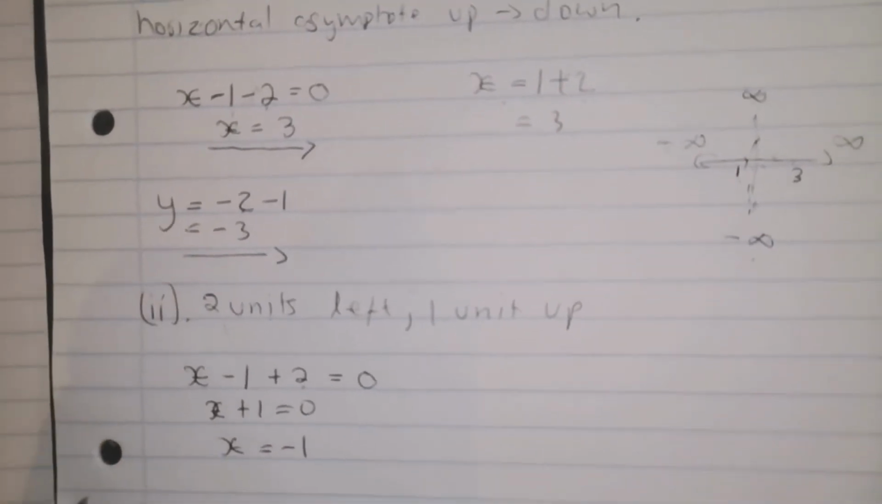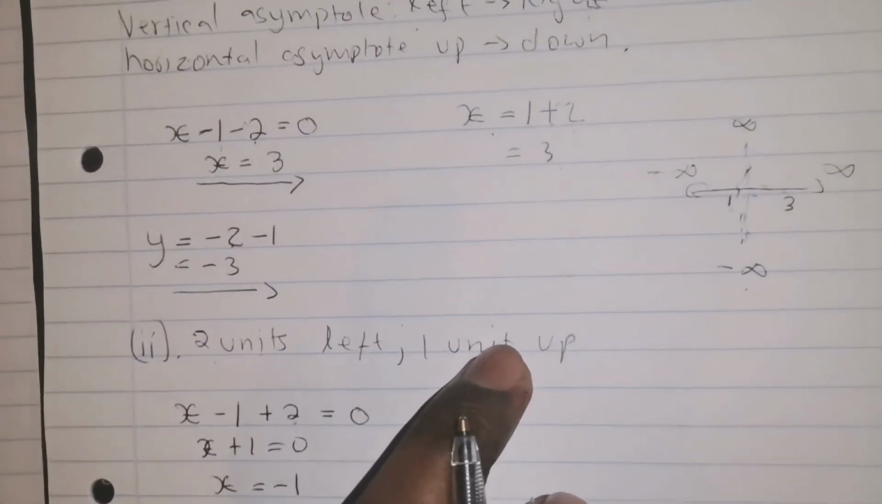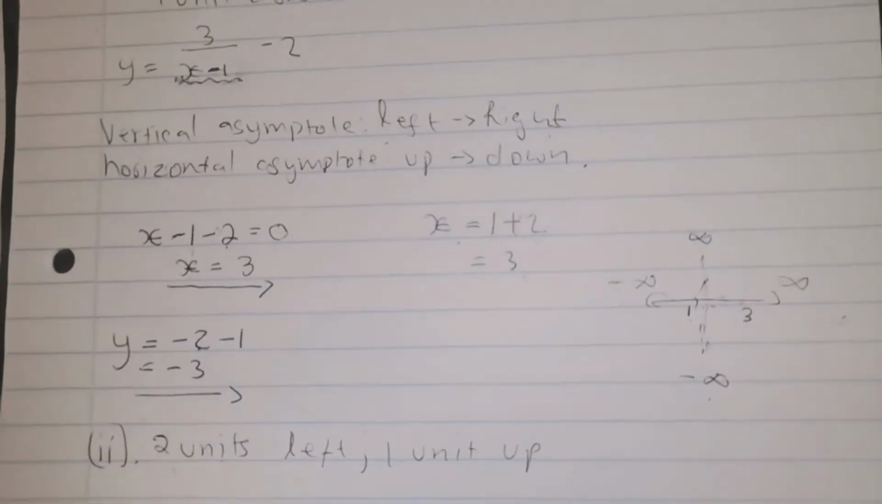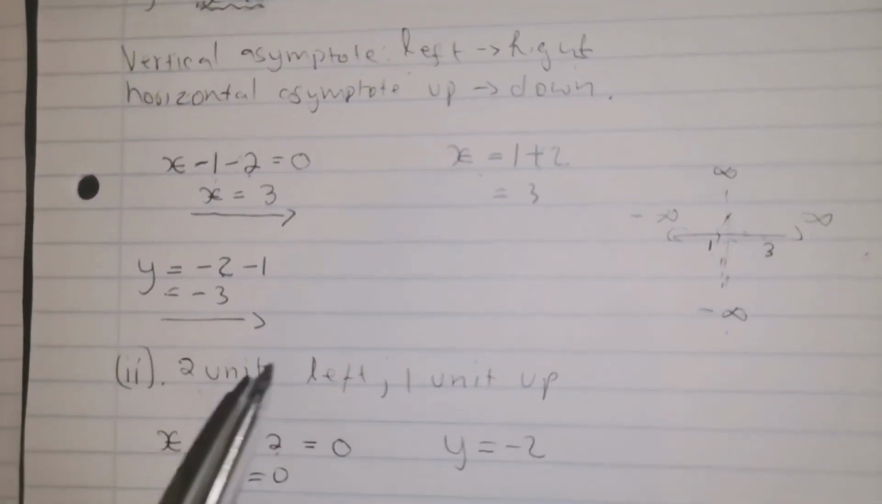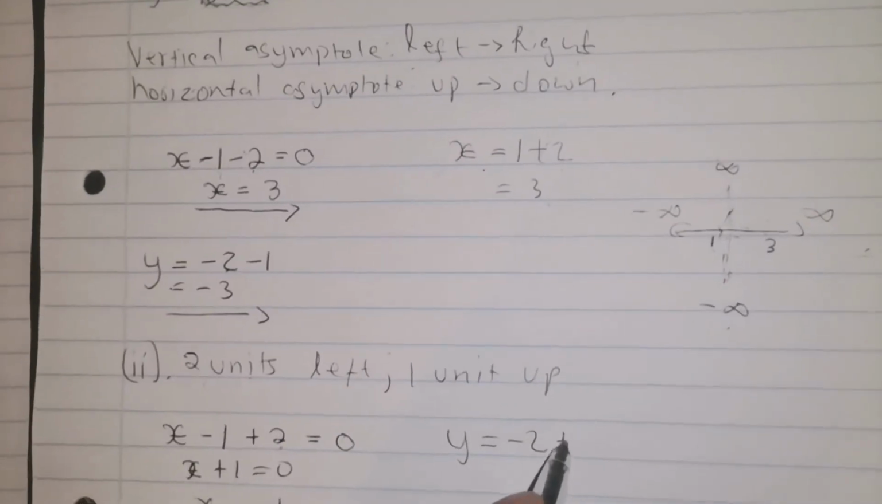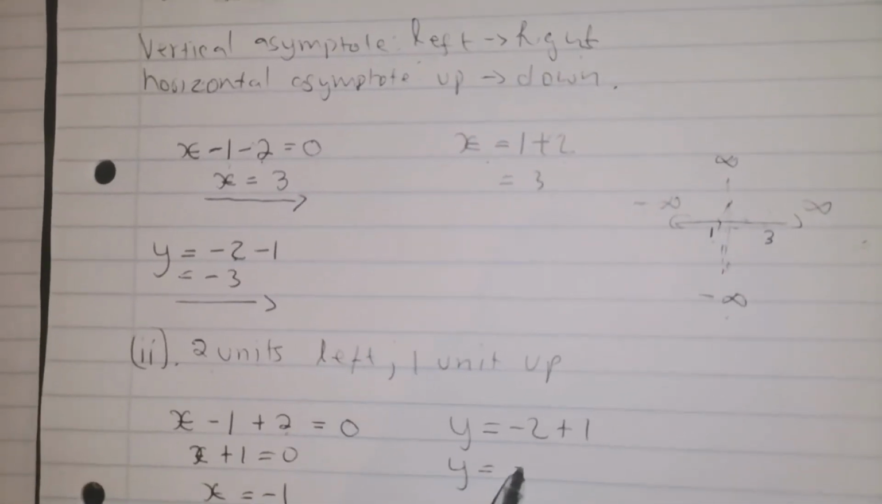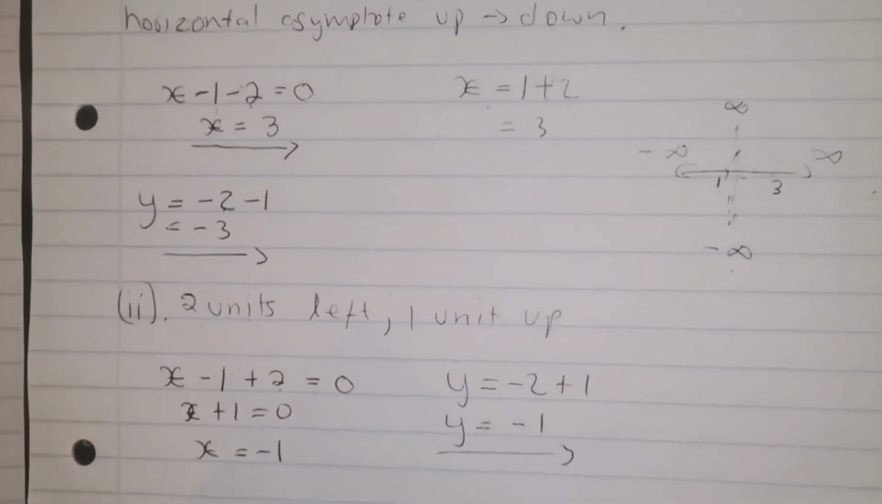Then you are done. 1 unit up, you focus on the horizontal asymptote. Y is equal to negative 2. 1 unit up, you add and get plus 1. Then y is equal to negative 1. Then you are done, guys. Simple there.